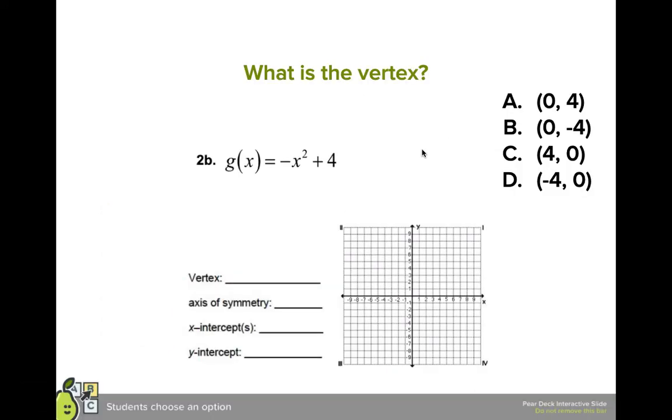All right, go ahead and give B a try. If this is the equation, what is the vertex? Use your TI calculator or your Desmos online graphing calculator.